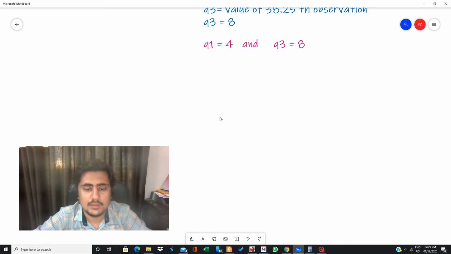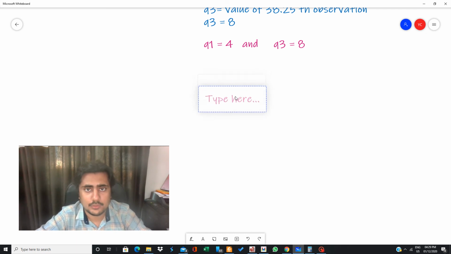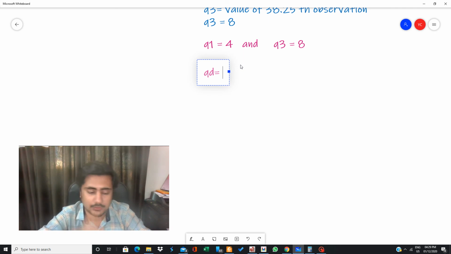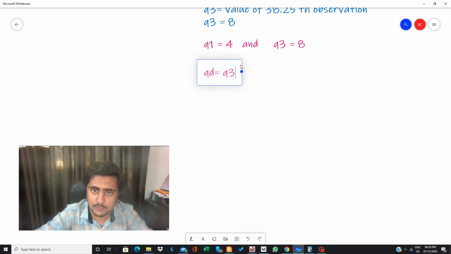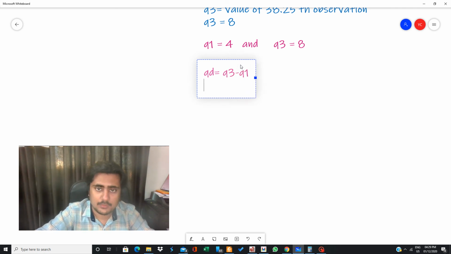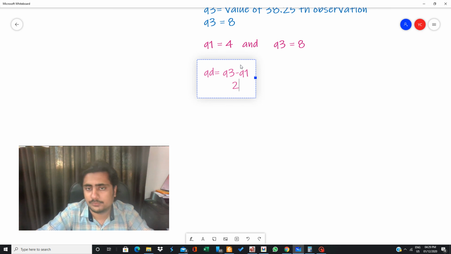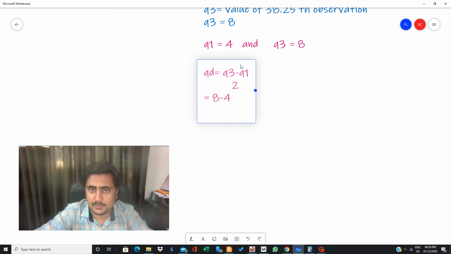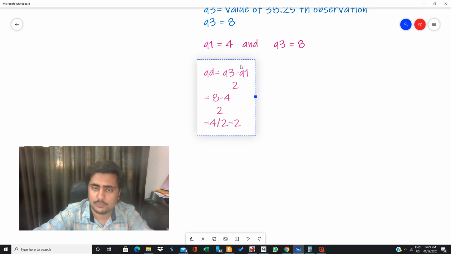Now I have to find QD and the coefficient of QD. So to find QD, I'll be writing the formula Q3 minus Q1 upon 2. Now what is Q3? It is 8. 8 minus 4 by 2. This is 4 by 2. Your answer is 2.